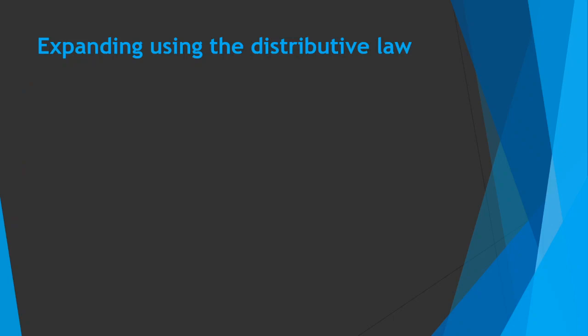We're about to learn something new called the distributive law. Basically, what that means is here we have a number multiplying everything inside a bracket, and we need to figure out what we need to do in order to get rid of these brackets and make it into just a normal expression without brackets.